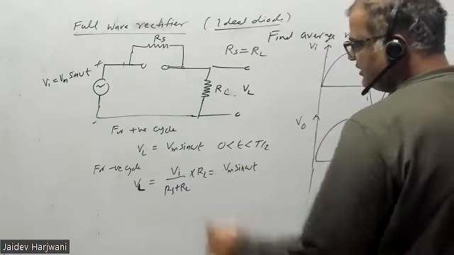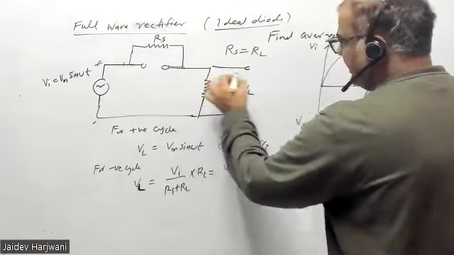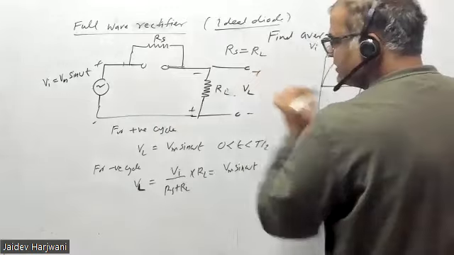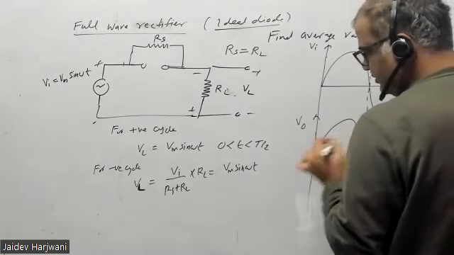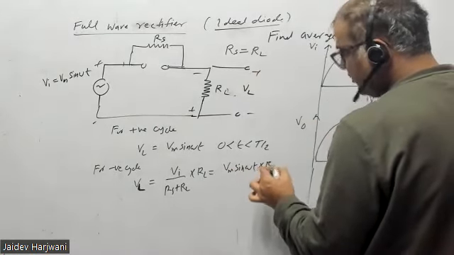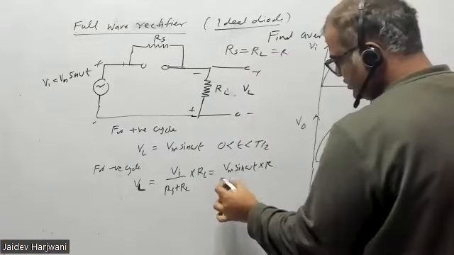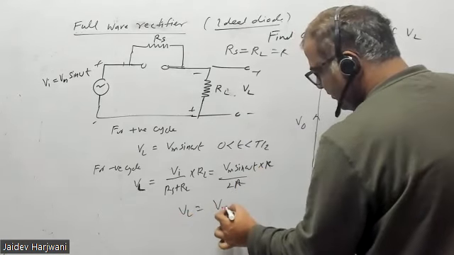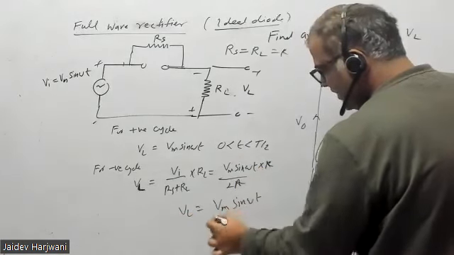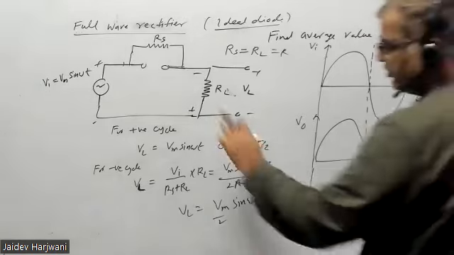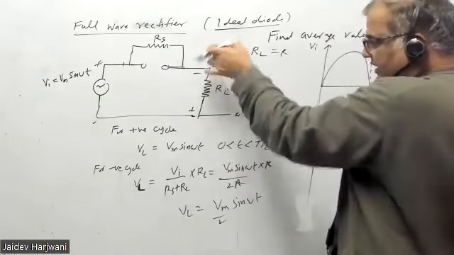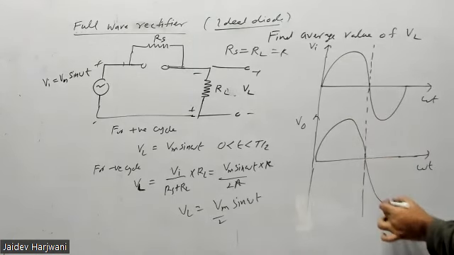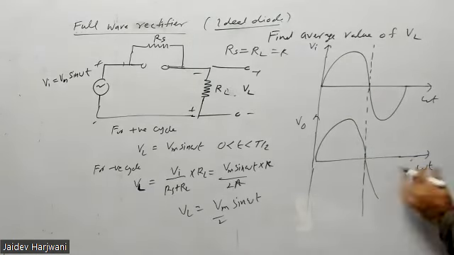And the direction is also changing. Earlier the voltage was coming like this, now it is coming like this, negative. So Vm sin, RS is equal to R and this is 2R. R cancels, so you get VL equals Vm sin omega t by 2. Because you are measuring the voltage like this, for you the voltage is negative.